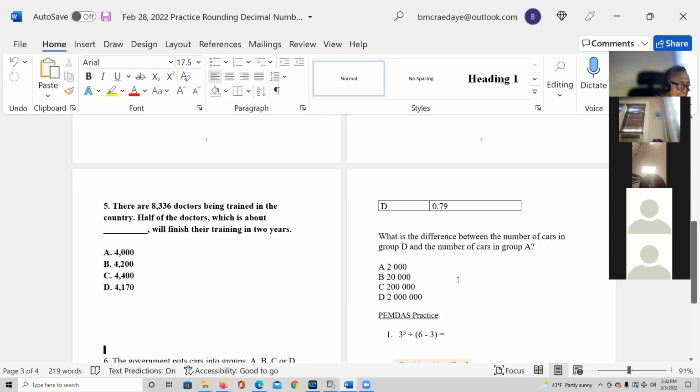4168. Okay, let's see. I was looking with the paper, but I'll do it on my calculator. 8,336 divided by 2. And you get what? 4168. Right. So you took 8,336 divided by 2, and I get 4,168. Yes.